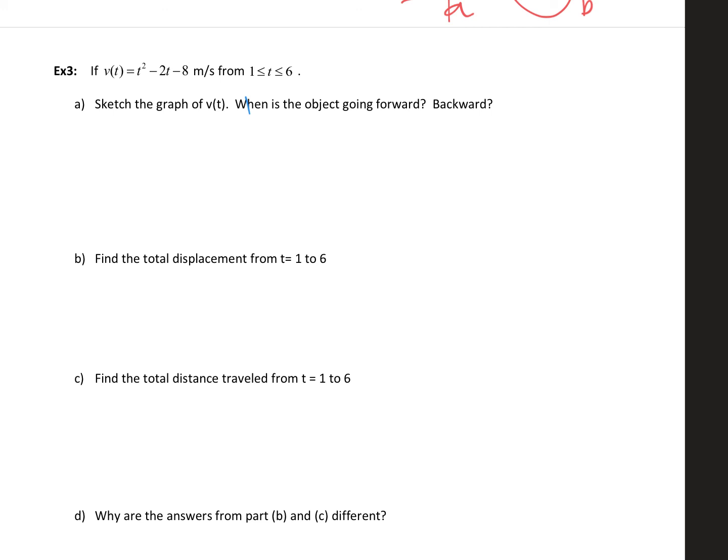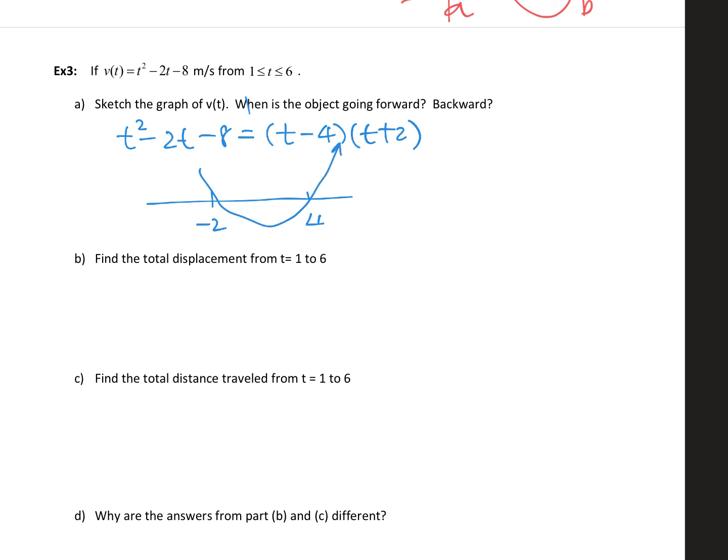So here I have t squared minus 2t minus 8. If I factor that out, what do I get? t minus 4, t plus 2. So that's where the roots are going to be. My graph is going to look something like this. t is going from 1 to 6, so maybe use red. 1 is somewhere here, and then 6 is somewhere here, right? So this is, again, the velocity function.